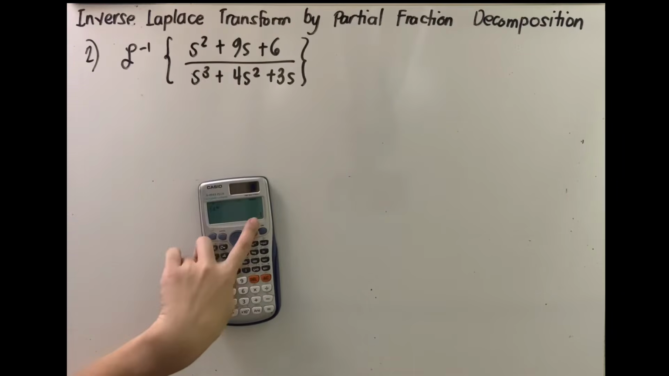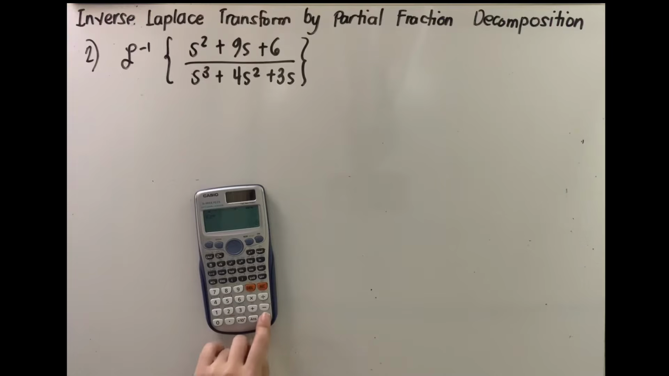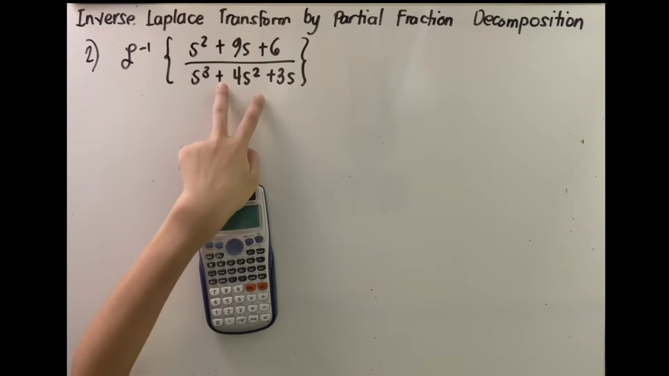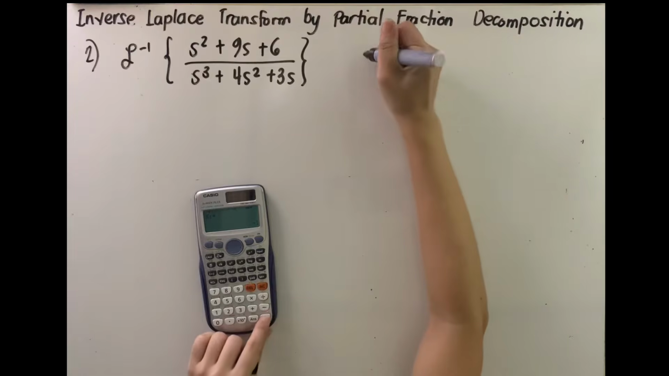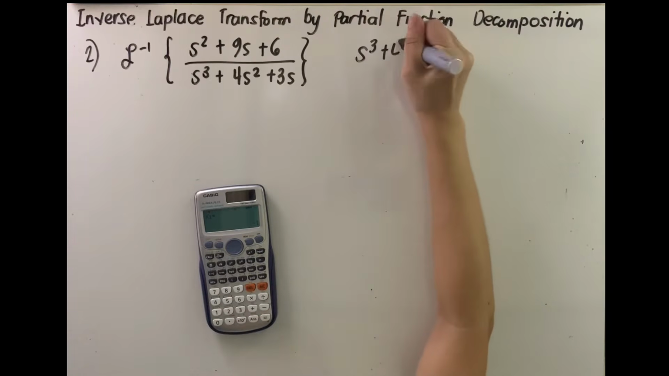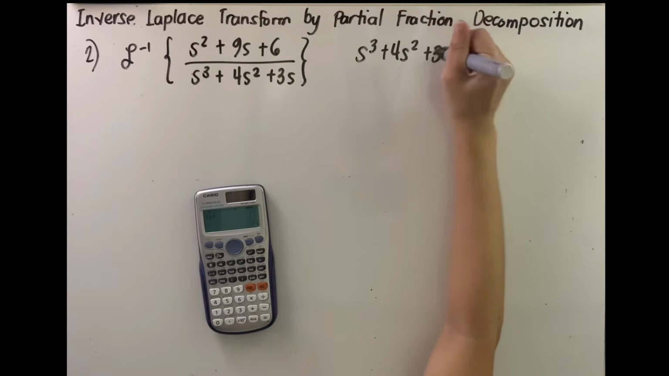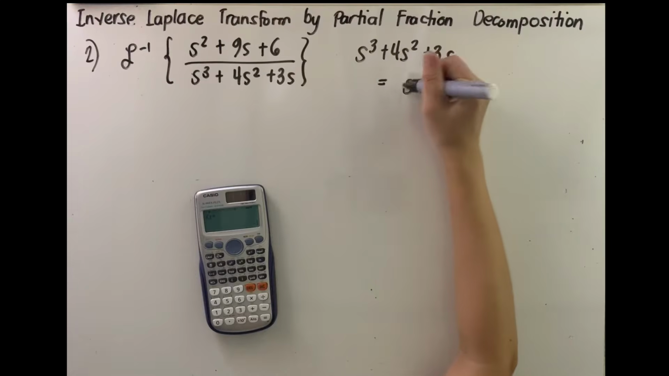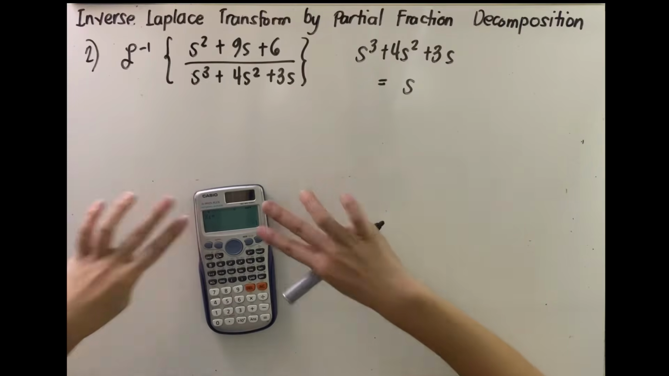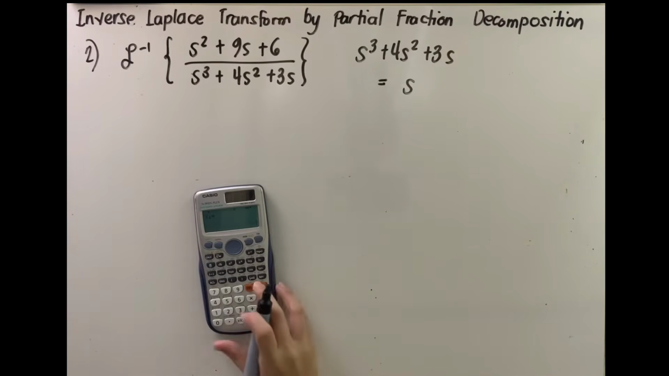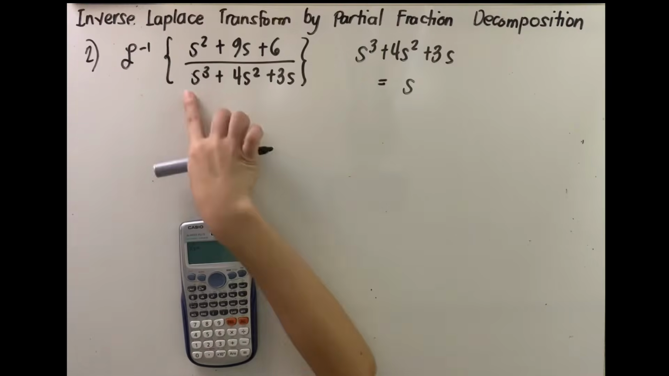Okay, these roots, negative 1, negative 3, and 0, represent the factors ng ating denominator. So, if you're going to write that down, your s cubed plus 4s squared plus 3s will be equivalent to s. This is negative 1. So, you'll transpose it to the left side. Kasi, ang idea dito is yung factoring natin before. How do I show that? Sige. Let me factor this manually.